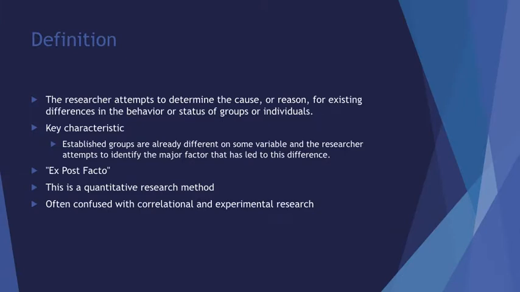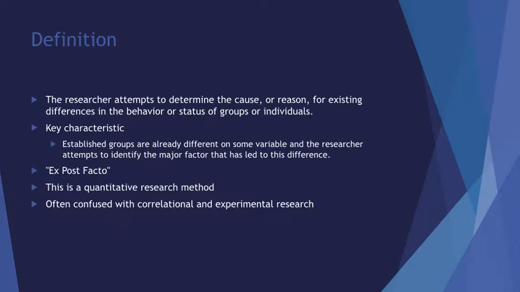So just what is causal comparative research? By definition, this is where the researcher attempts to determine the cause or reason for existing differences in the behavior or the status of groups or individuals. In other words, the key characteristic is that it takes established groups that are already different on some variable, and the researcher attempts to identify the major factor that has led to this difference. Such research is sometimes called ex post facto, which is a Latin term for after the fact. This is because both the effect and the alleged cause have already occurred and must be studied in retrospect.